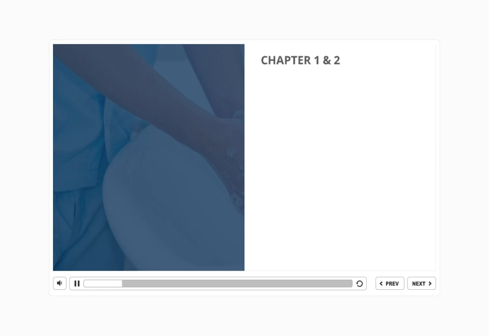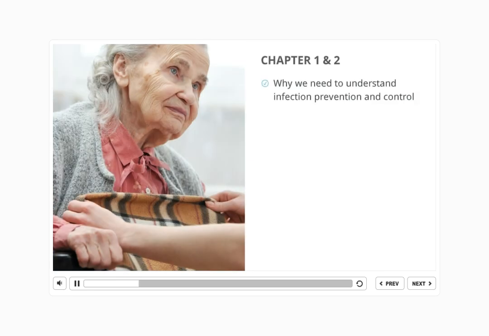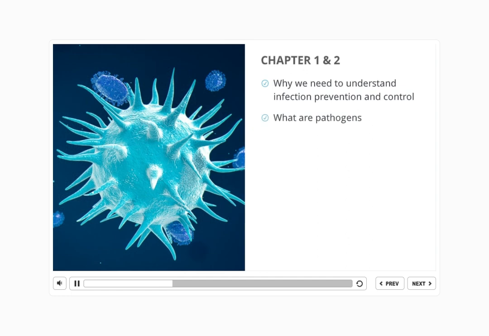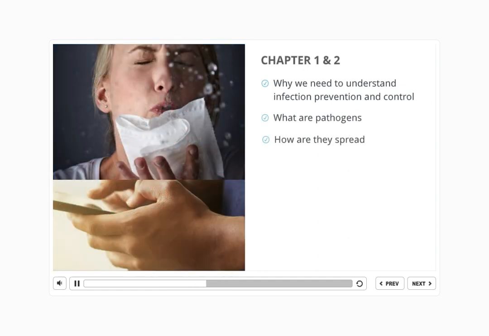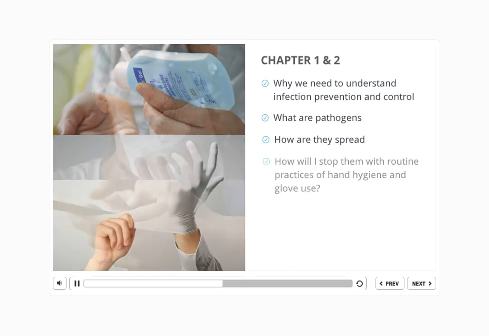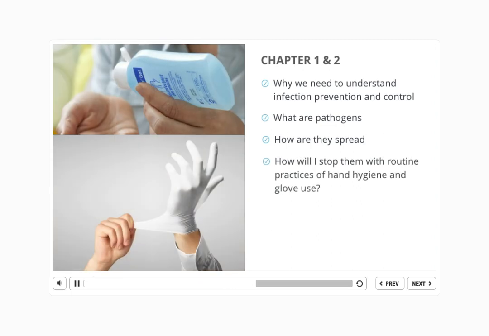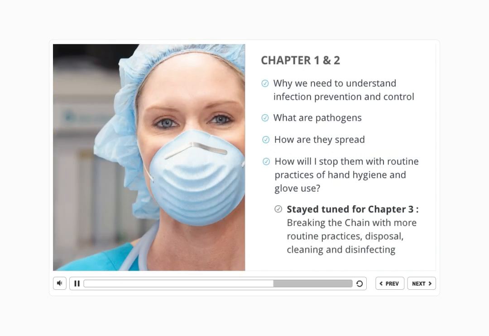In Chapter 1 and 2, you learned why we need to understand infection prevention and control, the definition of microorganisms and pathogens, how they are spread, and how we will stop them with routine practices of hand hygiene and glove use. Next, you will learn how to stop them with more routine practices, disposal, cleaning, and disinfecting. Stay tuned for Chapter 3.